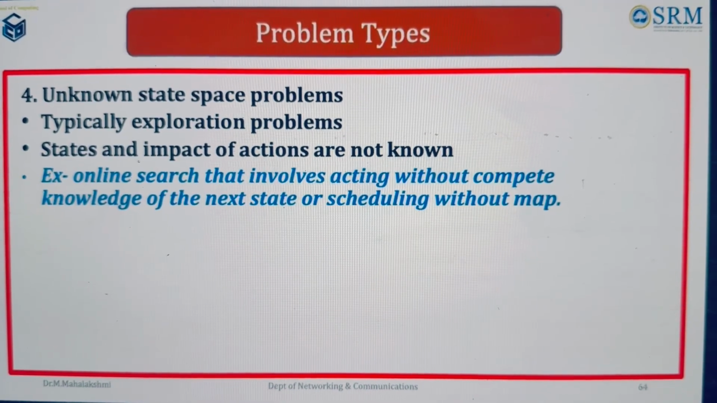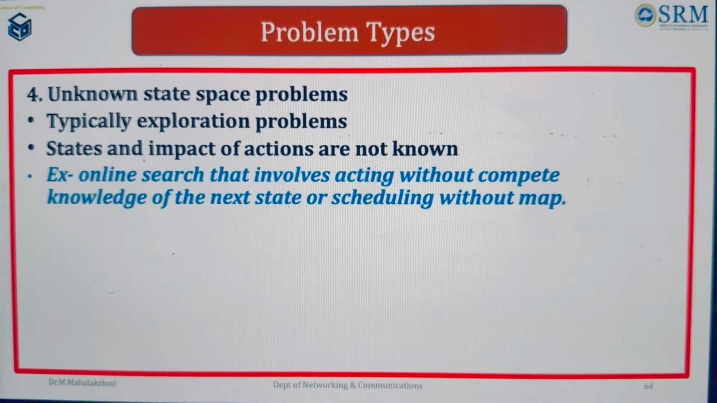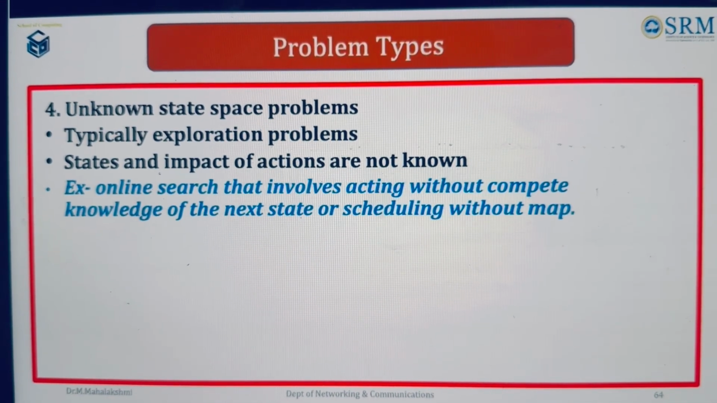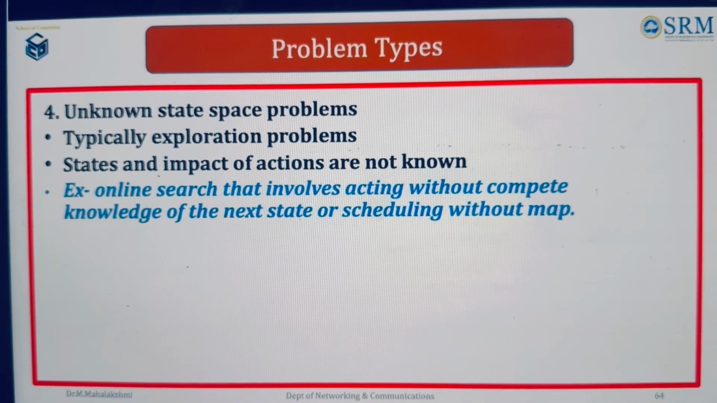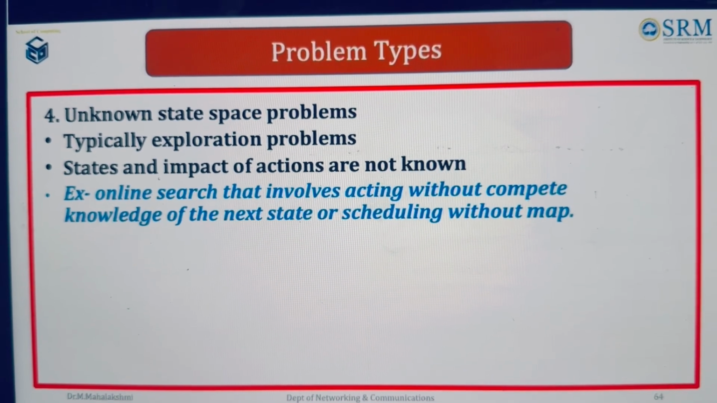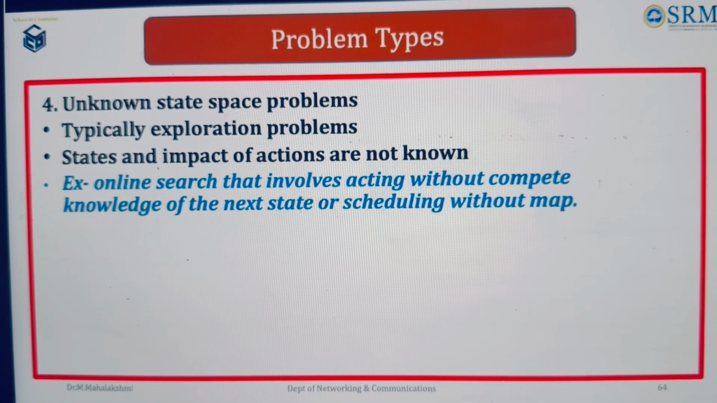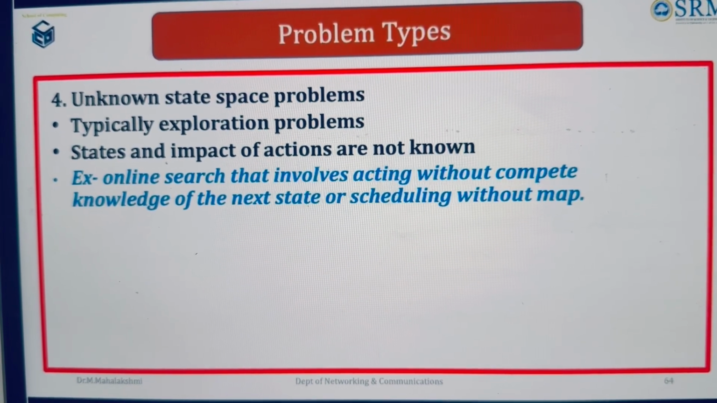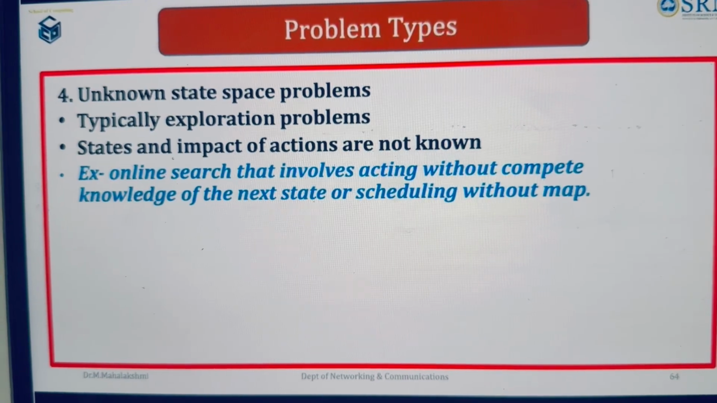Unknown state space means you cannot see anything. As I said, traveling to the Andaman Nicobar Islands, you do not know what is available, how to go. Nothing, since you are traveling for the first time. You are unaware of everything. That is why there are so many tourist guides or people planning, like GT Holidays kind of people, whom we have to approach.